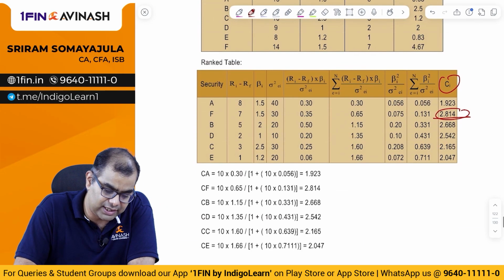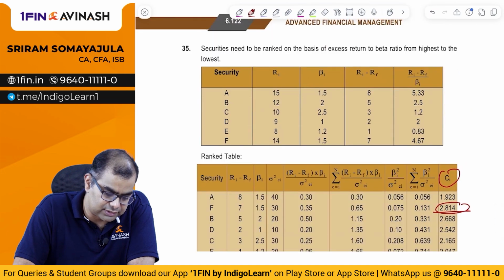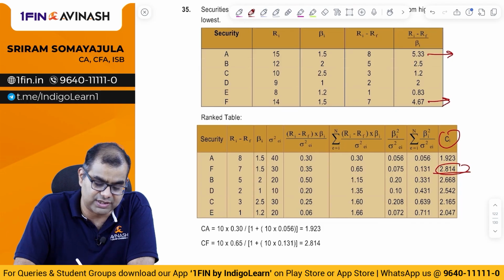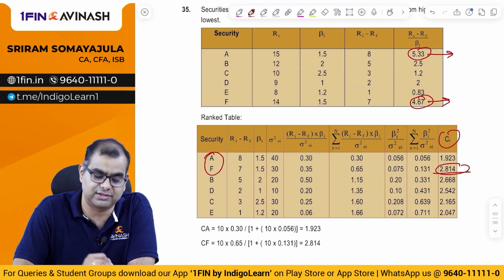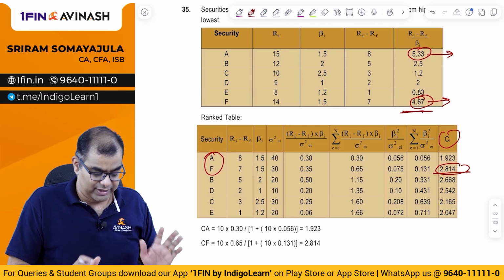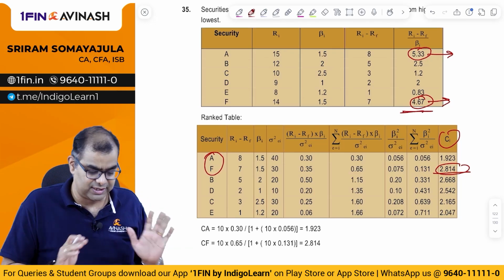Or you can also look at the other one, which is 2.81. So A and F both have a Treynor ratio which is higher than 2.814. The securities which have Treynor greater than the cutoff are considered. So A and F, that is why A and F are considered. Okay, you can work on both logics. I wanted to tell you that. Okay, very painful question. I just hope this doesn't come in the exam.